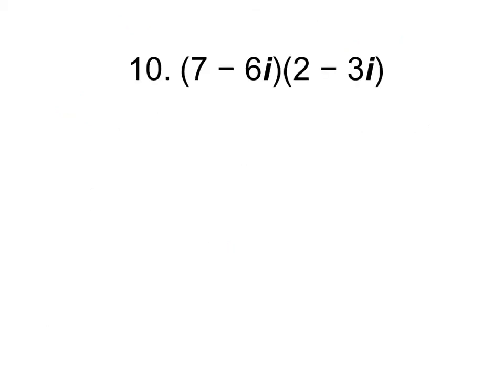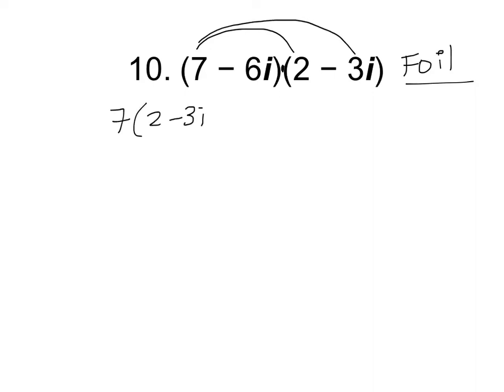Now let's move on to another example, like number 10. As you can see here, we have 2 complex numbers that we need to multiply together, because between the parentheses we have no addition or subtraction. So in order to do that, the first step is to FOIL. You need to multiply the 7 by the 2 and then negative 3i. And after you multiply the 7, you have to multiply the negative 6i by 2 minus 3i.